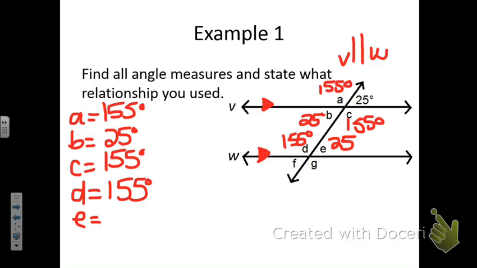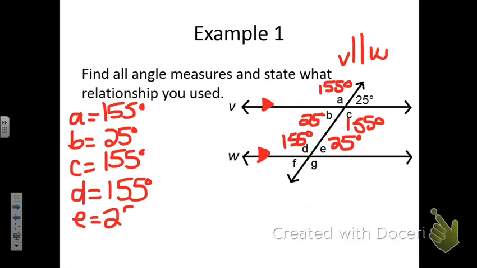25. What relationships could I use? There's a bunch. You could have used alternate interior. You could have used what else? Corresponding. Same side interior. Could I have just used supplementary angles? Yeah, you know that D and E have to add to 180, so you could have used that as well.